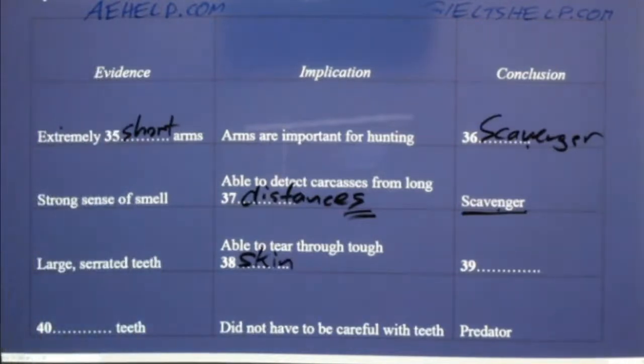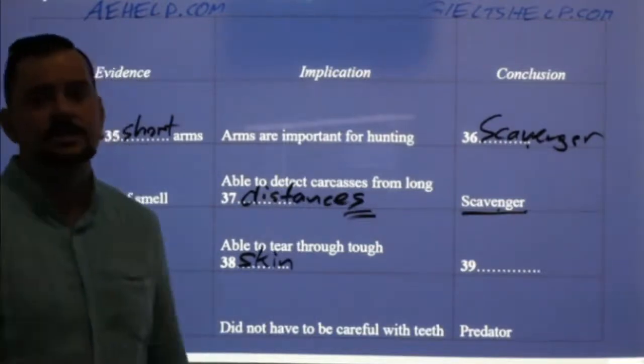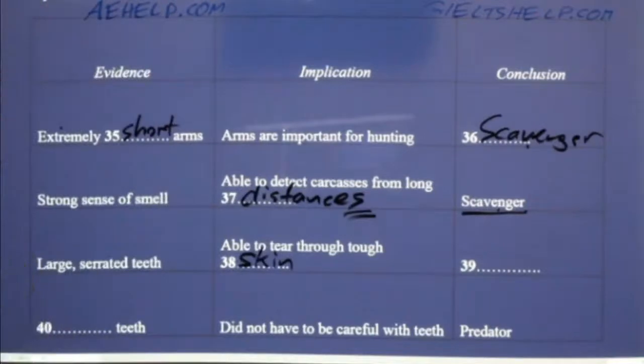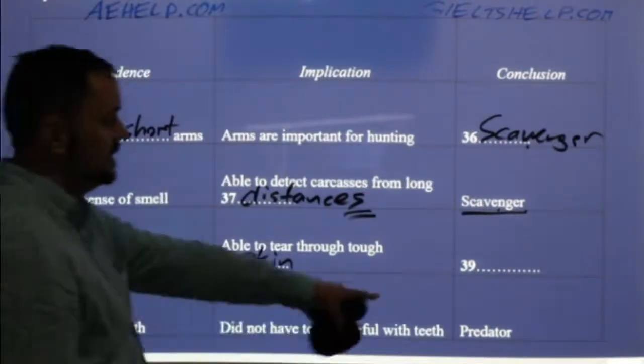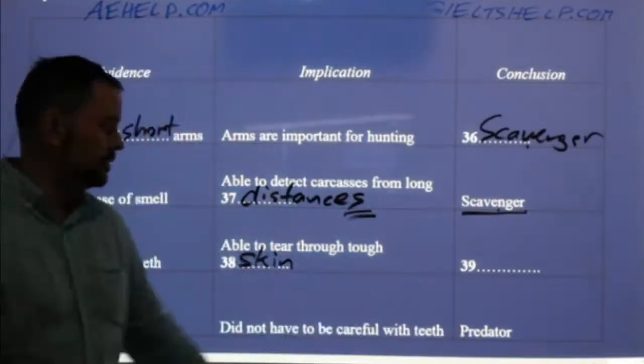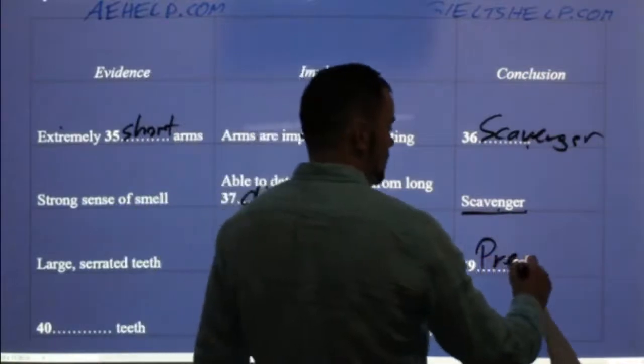If it can tear through tough skin, which means it's living tissue, dead skin is a little bit softer, especially after a while. So if it's able to tear through tough skin, then it means maybe it's not a scavenger, but it could be a predator. Okay, and there's the word. So again, do not get it wrong.